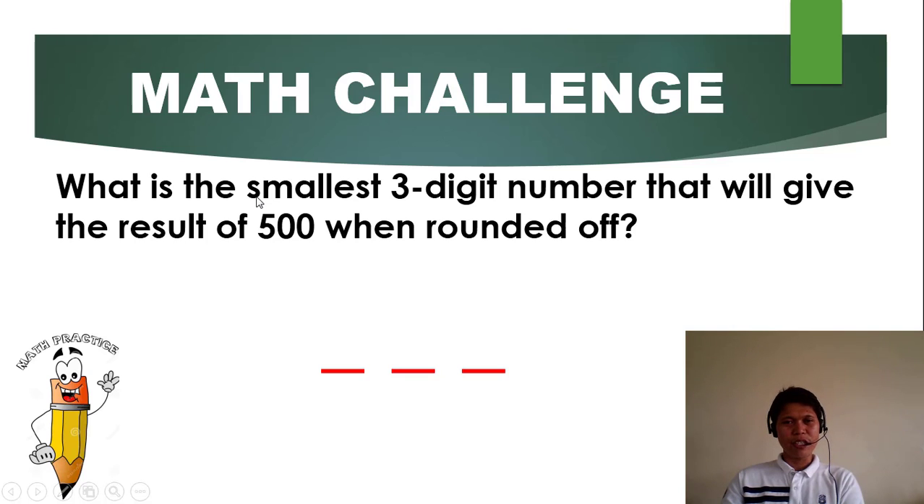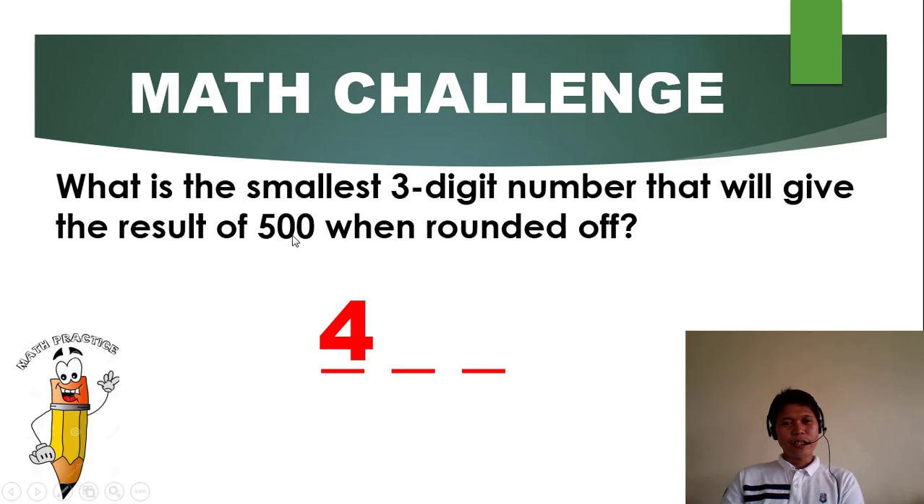And the condition given is it should be the smallest. So we are targeting to use as much as possible the smallest digits. We have to start with 0, 1, 2, 3. And then the next condition is it will give a result of 500. So since our target is 5, then we can choose between 4 and 5 only, because these two numbers are the only numbers that could round off to 5. So obviously, it is 4.